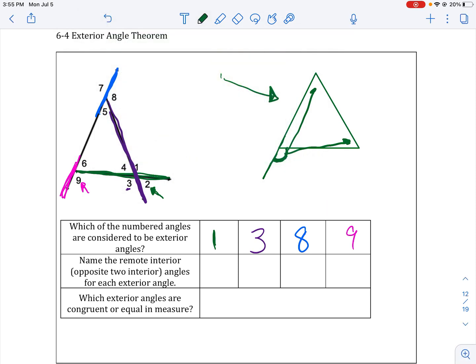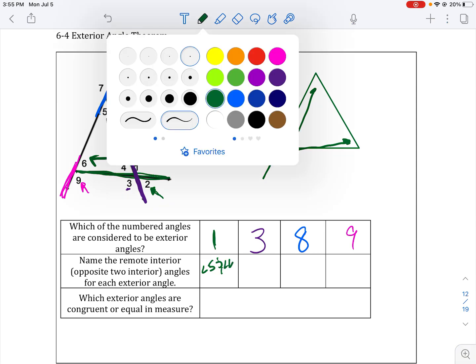So now we want to identify the remote 2 interior angles of each of these. So angle 1 is right here. Remote 2 interior angles are the opposite 2 angles inside the triangle. Remember, a triangle only has 3 angles. The opposite 2 that are inside the triangle are the remote interior. So angle 5 and angle 6 are remote interior to angle 1.